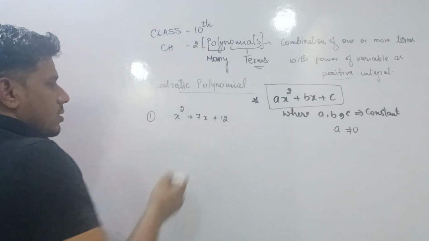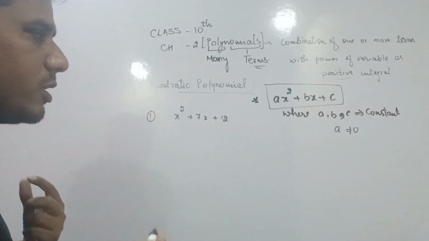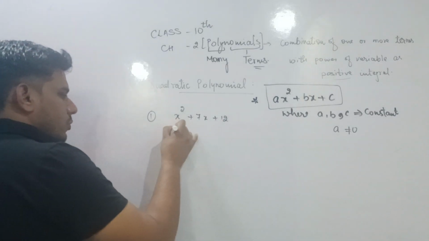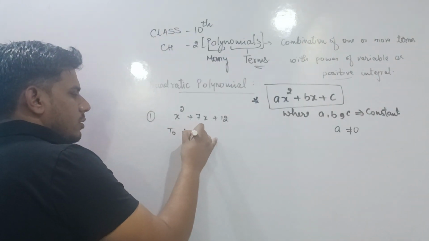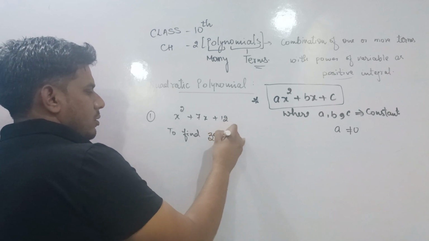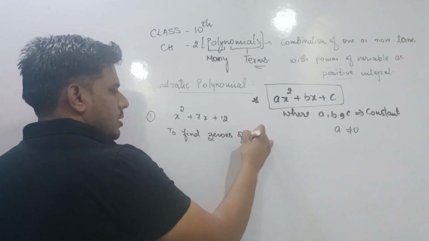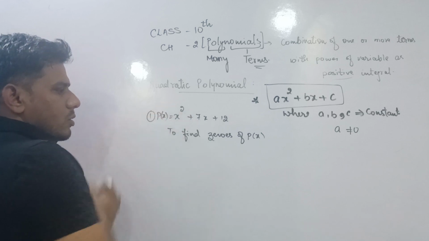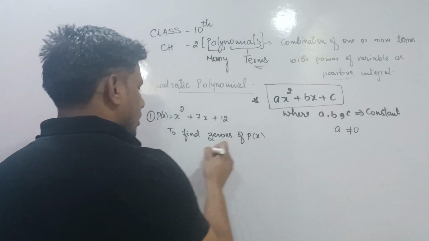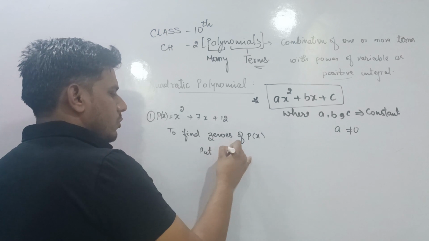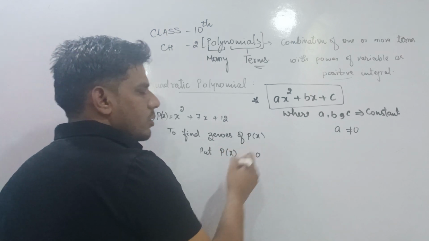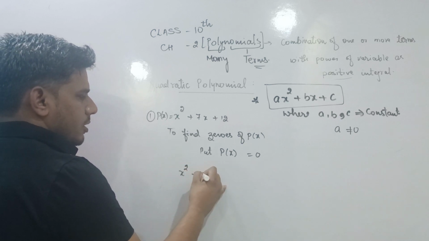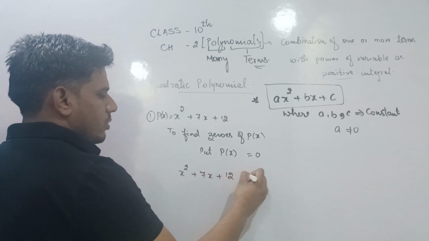Here, to find out the zeros of polynomial, first we have to put any polynomial equal to 0. So to find zeros of p(x), this polynomial we are noting it as p(x), put p(x) is equal to 0. पहले हम p(x) को equal 0 put करते हैं. p(x) means x square plus 7x plus 12 is equal to 0.